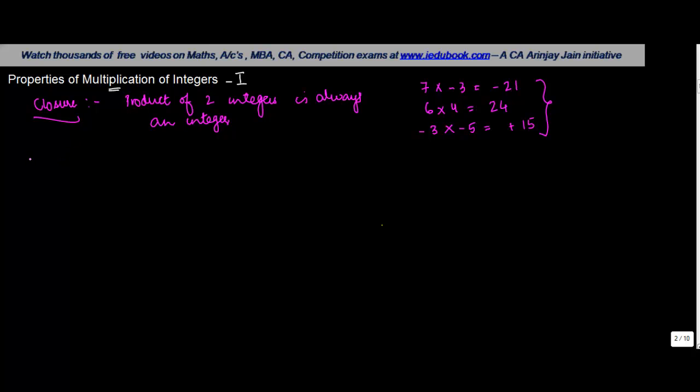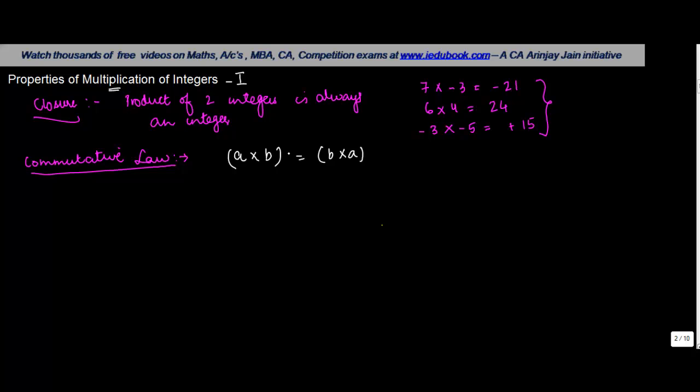Then the second property is commutative law. What does the commutative law mean? Commutative law of multiplication basically means that if you have any two integers a and b, then a into b is always equal to b into a.